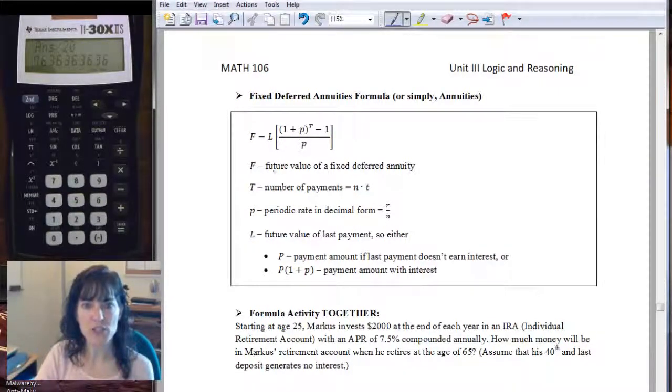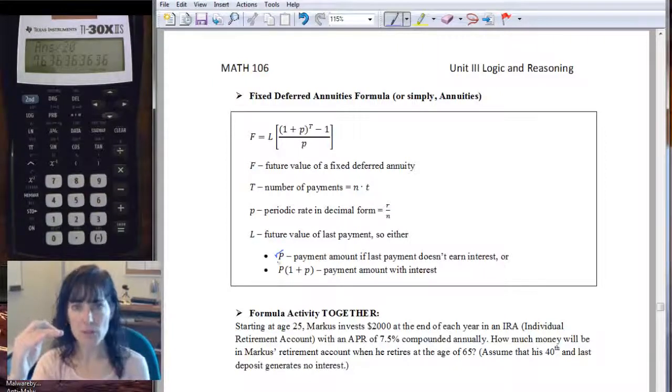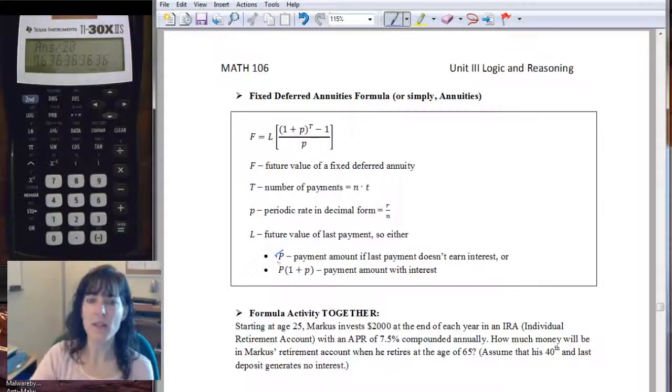It says F, which stands for the future value, so the amount of money you're going to have at the end of your investment period, equals L, and L down here is the future value of your last payment, and we have two options. One of them is just the payment amount, and that would be when you don't gain interest on your last payment. So say you put your payment in on the first of the month, and on the first of the month you make your last payment, and then you go in right away and you take the whole amount of money off. The last payment was sitting there a day or two, and so the bank won't give you interest on that, and that's the time when you would use this P. Just put in the P because it's not gaining any interest.